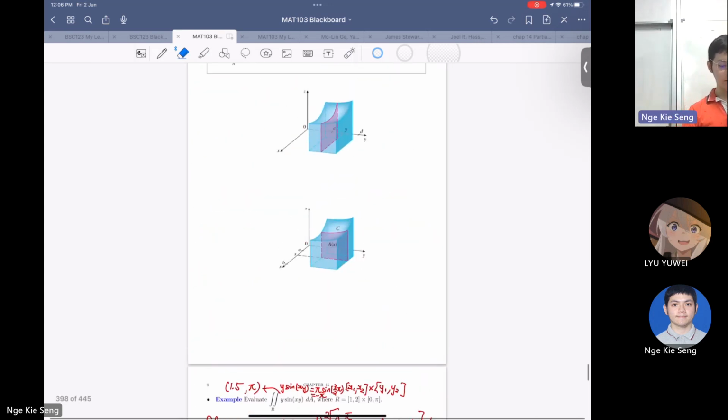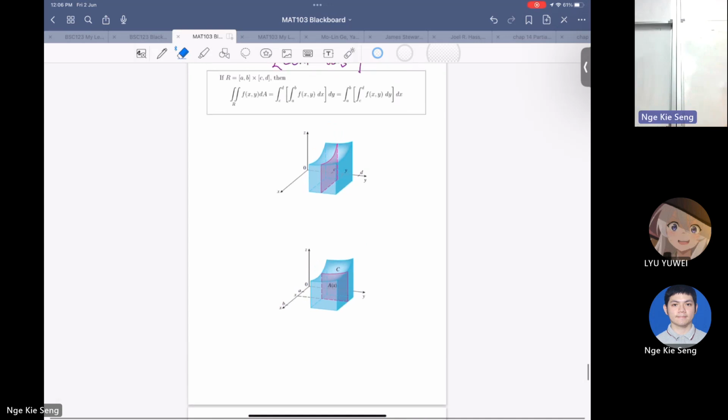Because we did not focus on calculation before, we will go on and fill in the details of the notes.